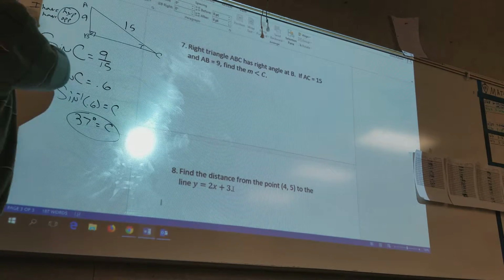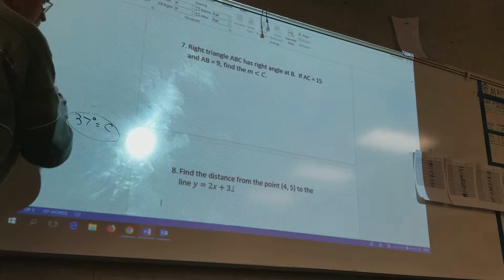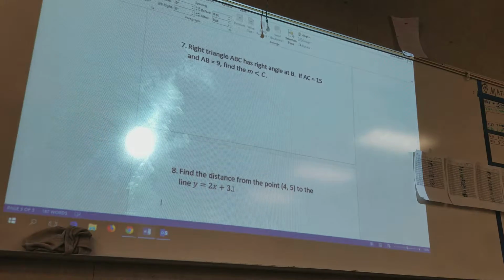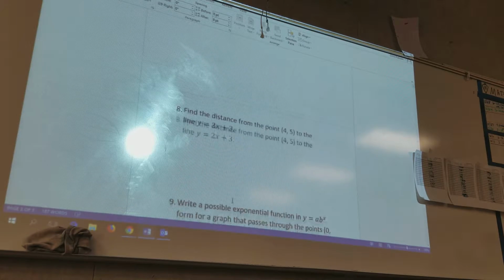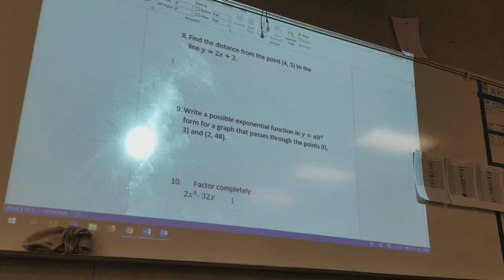All right, people, number 8 is the most dreaded one. We're going to find the distance from that given point to the line that's given. I'm going to make a very big graph here. It's one of those cases where I think size is going to matter.